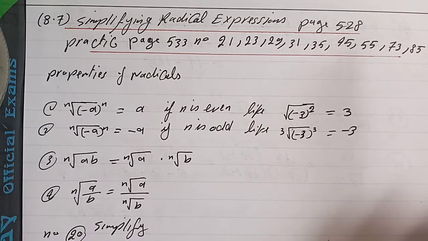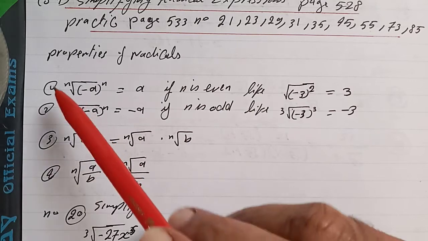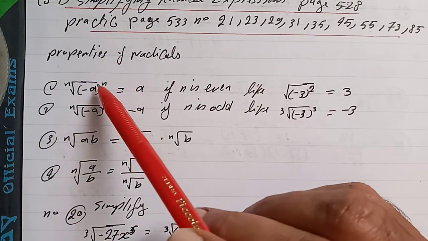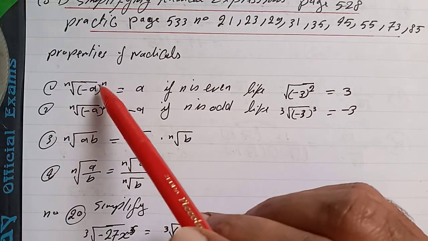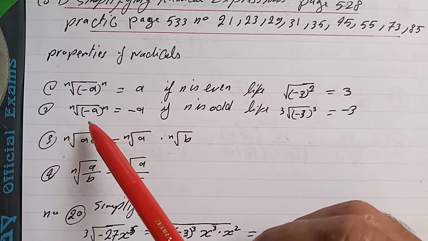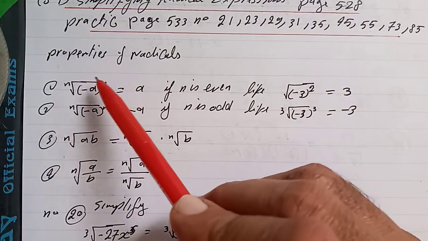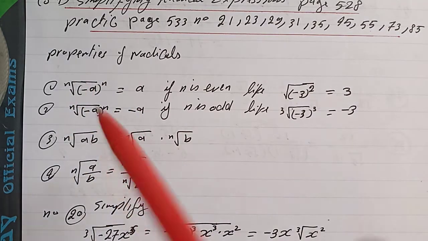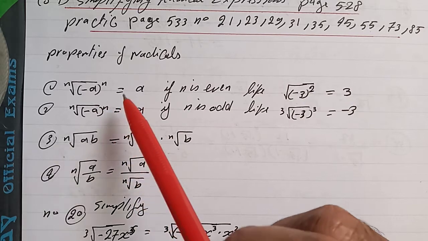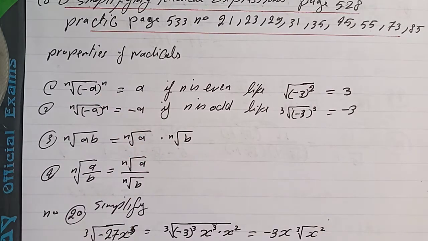Radicals mean roots, whether it is a square root, cube root, or fourth root. We have four properties for the radicals. The nth root of a to the power n equals a, meaning this n will cancel the root since they are the same rank. But if this n is even, this even power will also cancel the negative sign.